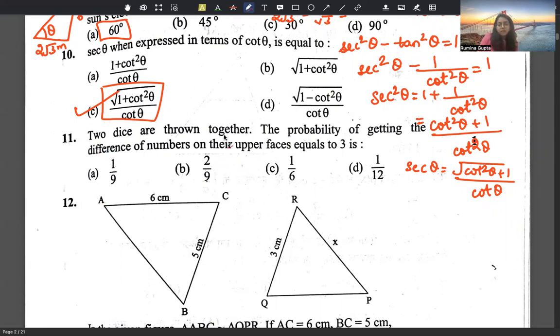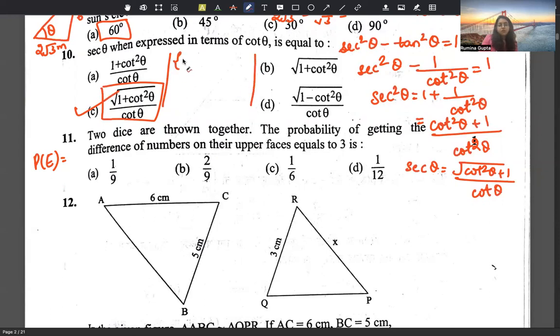2 dice are thrown simultaneously. It was a very good question. The probability of getting the difference of the numbers on their upper faces equal to 4. Difference की बात की गई है बेटा. So for difference we just have to find the favorable outcomes. That is probability of favorable outcomes E. So let me just list my outcomes. I'm just listing it over here.